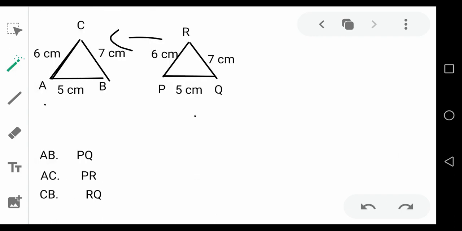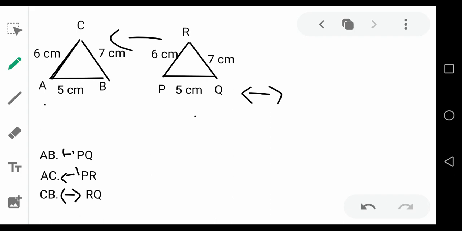Okay. AB corresponds to PQ. AC corresponds to PR. CB corresponds to RQ. And how we have to write it? Just put one line and put one arrow mark like this. Okay. This is how it should be. So this is what is correspondence. That means those two are equal. Now this is the case of sides.